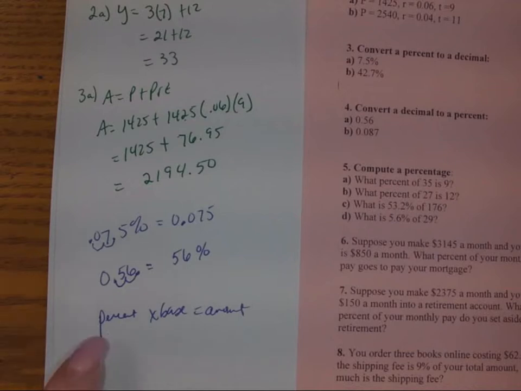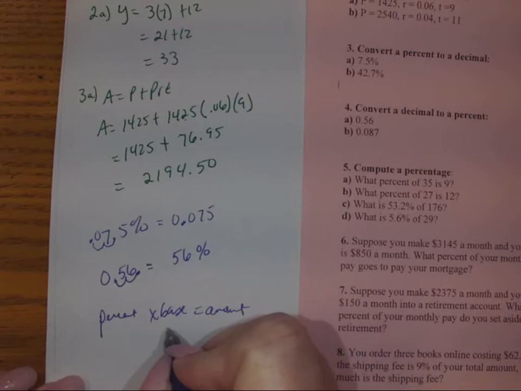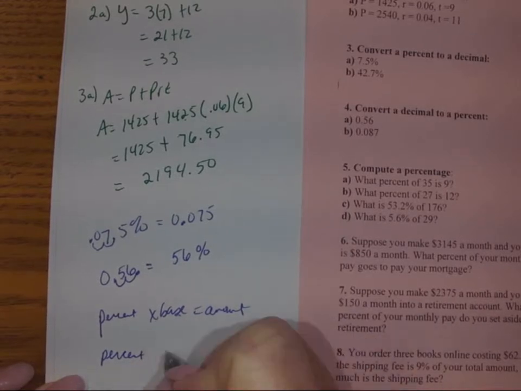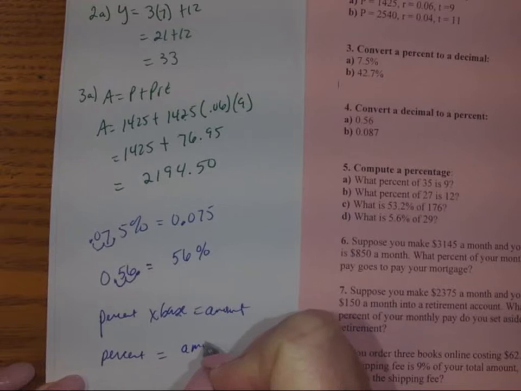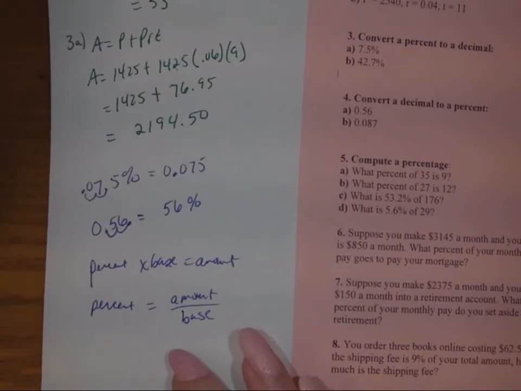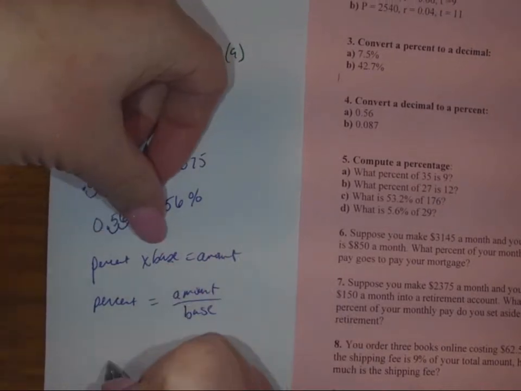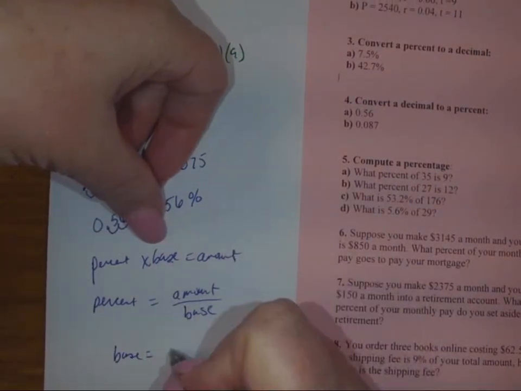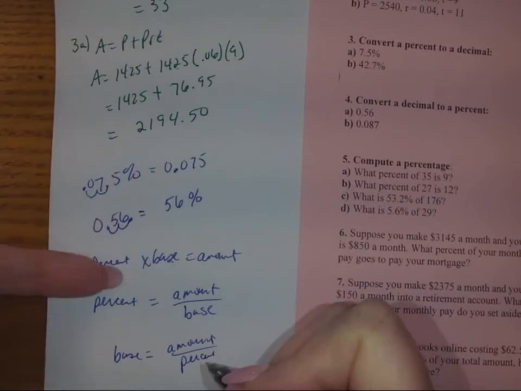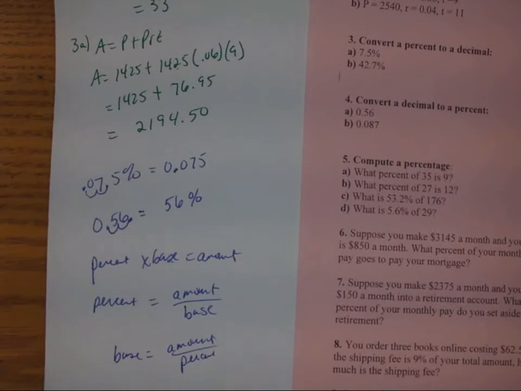So you can also look at, if we're looking at the percent, then it's going to be the amount divided by the base. If I'm looking for the percent and I divide both parts by the base, then percent would equal amount over base. If I'm looking for the base, it would be equal to the amount over the percent, because I would divide both sides by percent to get base. So if you look at it that way, you can understand what you're doing with each of the problems.